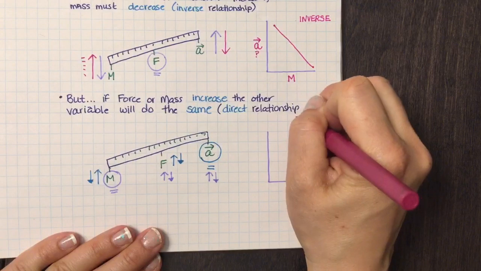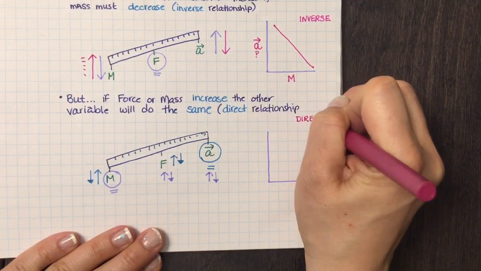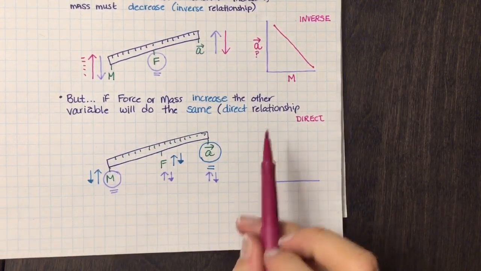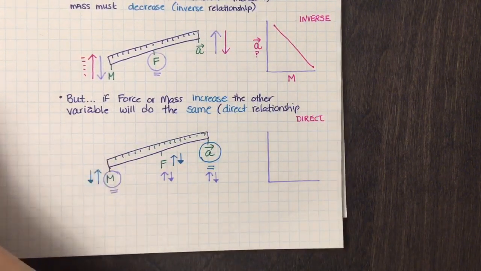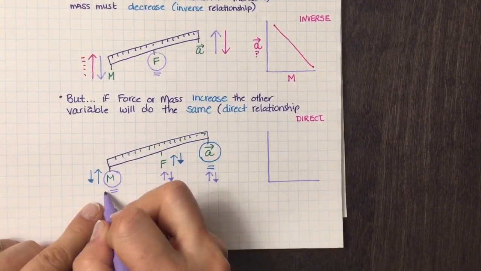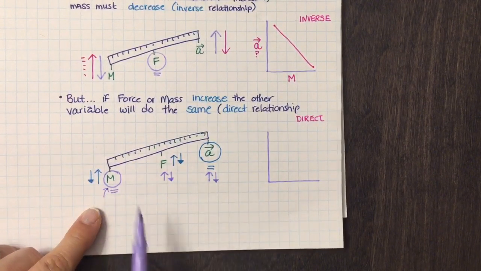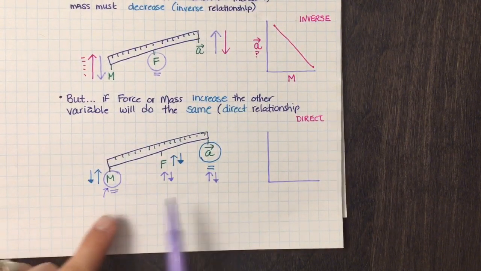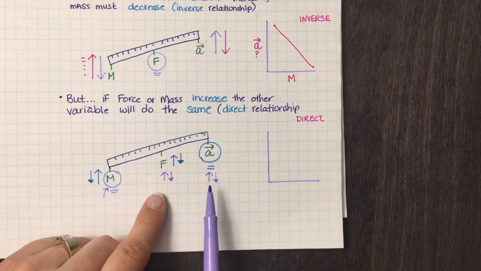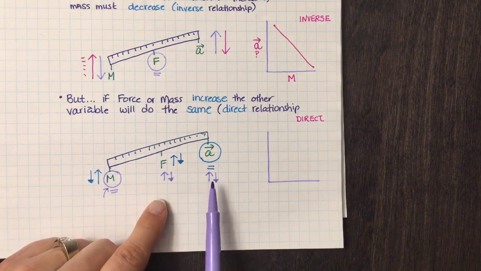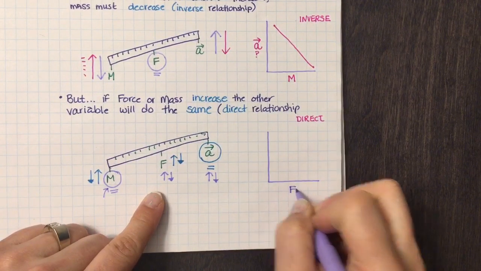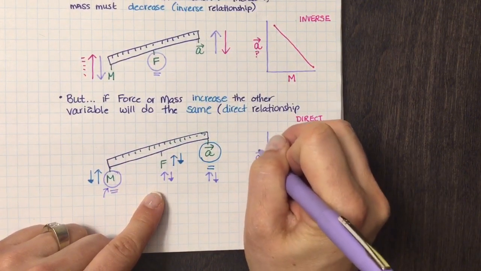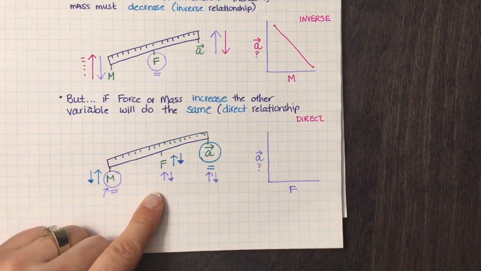On the opposite way, a direct graph would look like this. Same y and x-axis, and let's take a look here. Let's use the purple one. So if mass is going to be constant, then it's going to be force and acceleration that are going to change. So let's say we change force, and we're going to try and see what's happening to acceleration. That's the one we don't know.